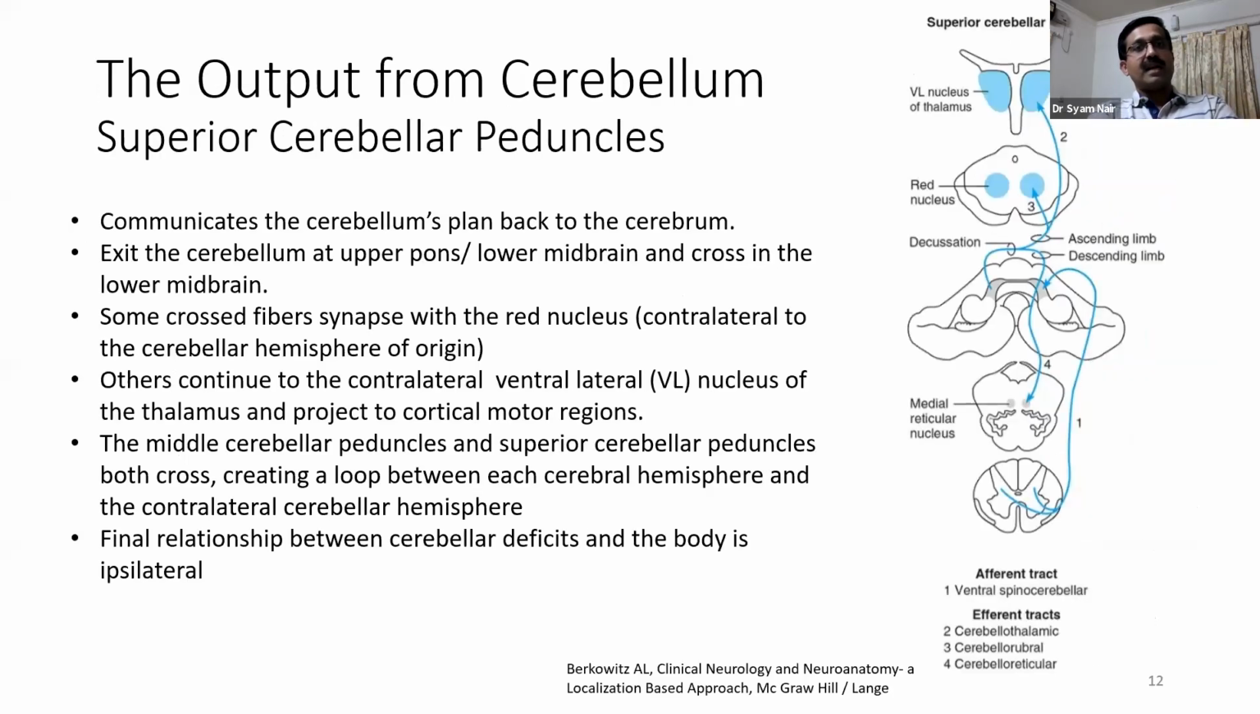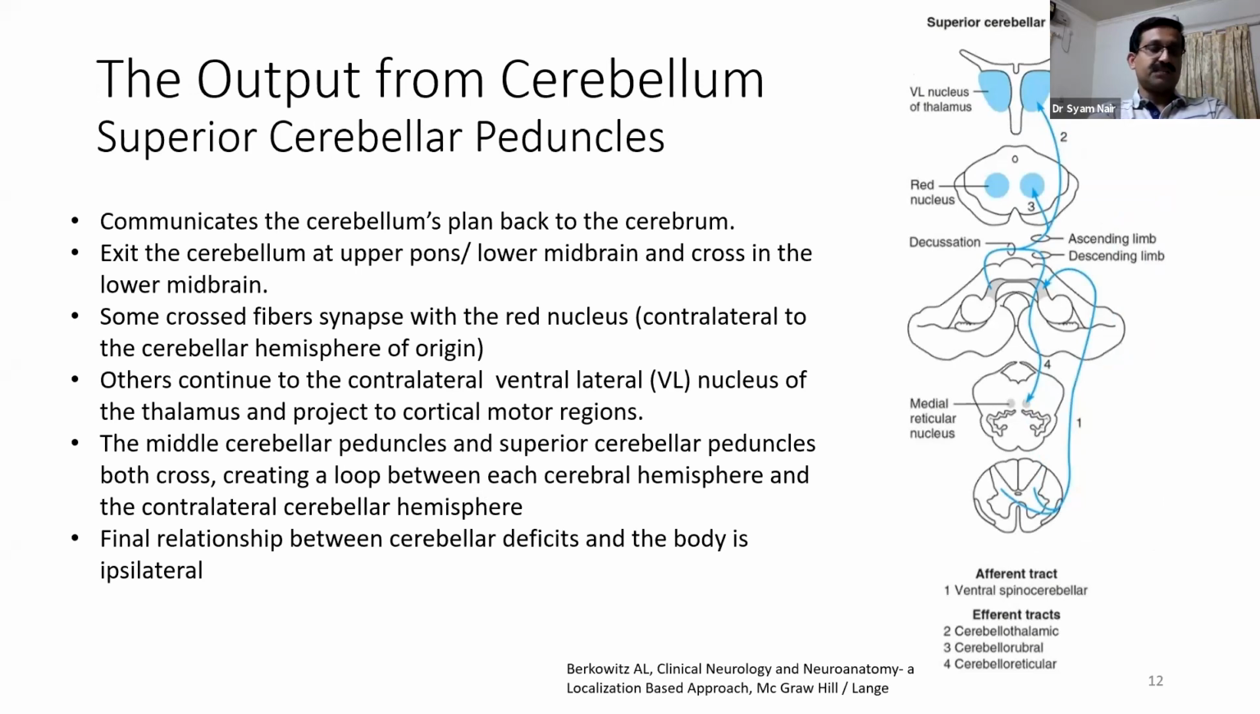Superior cerebellar peduncle is the output from the cerebellum. That is, the final suggestions for smooth execution of the movement are passed on to the midbrain, that is the red nucleus, thalamus, and then to the cortex through the superior cerebellar peduncle. So it exits the cerebellum at the upper pons and lower midbrain and crosses in the lower midbrain.